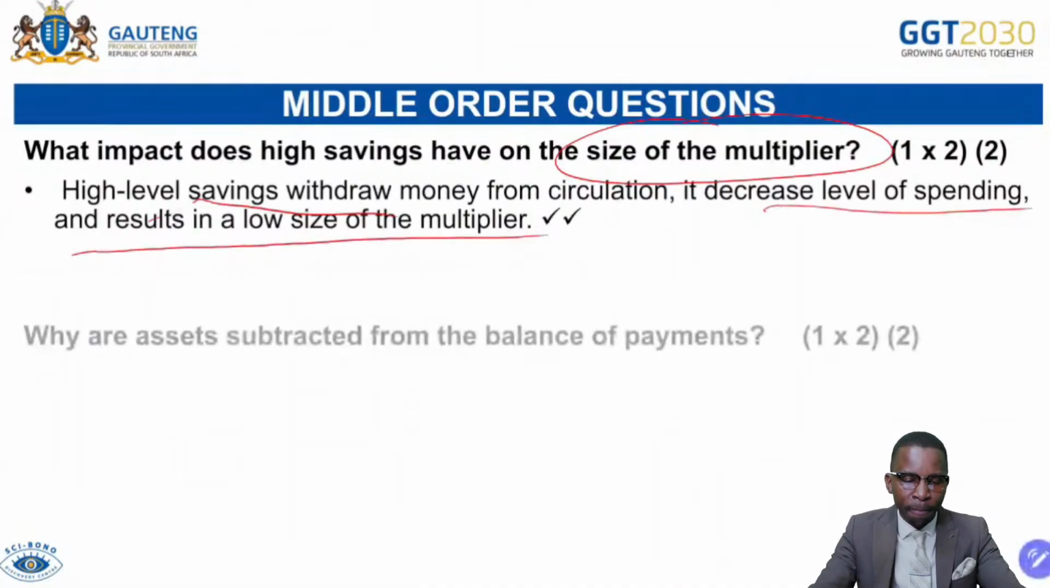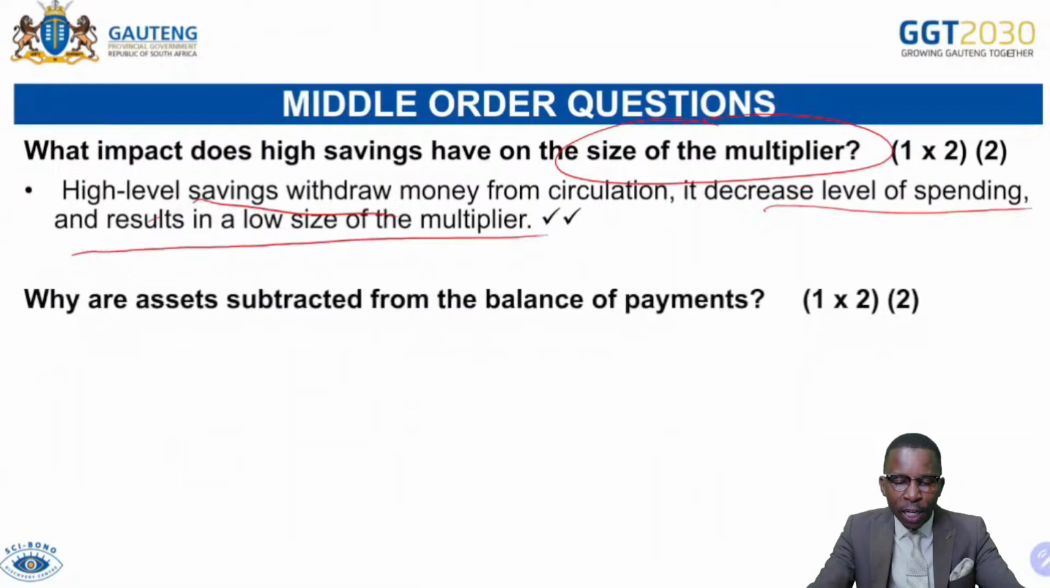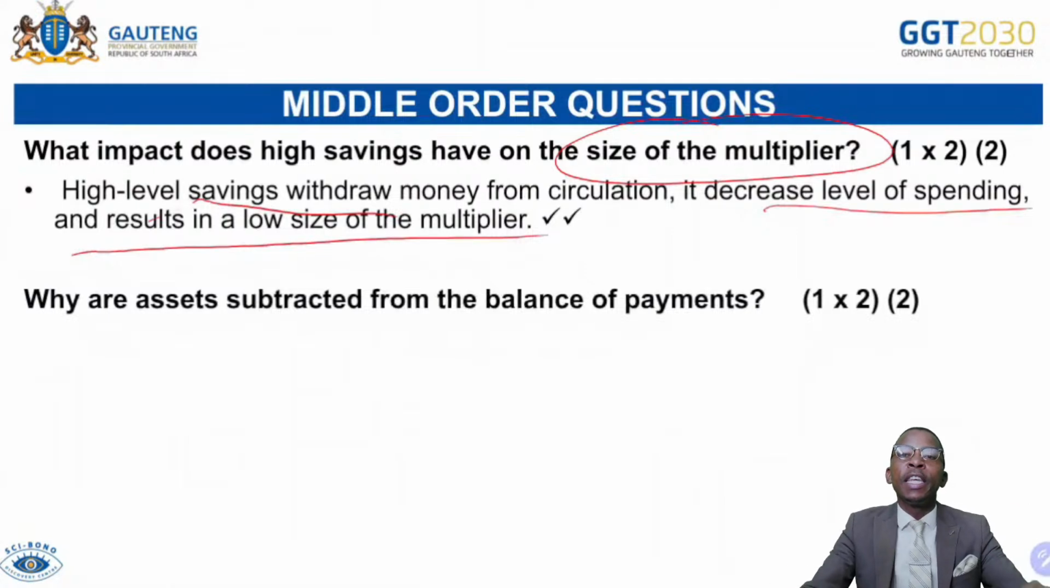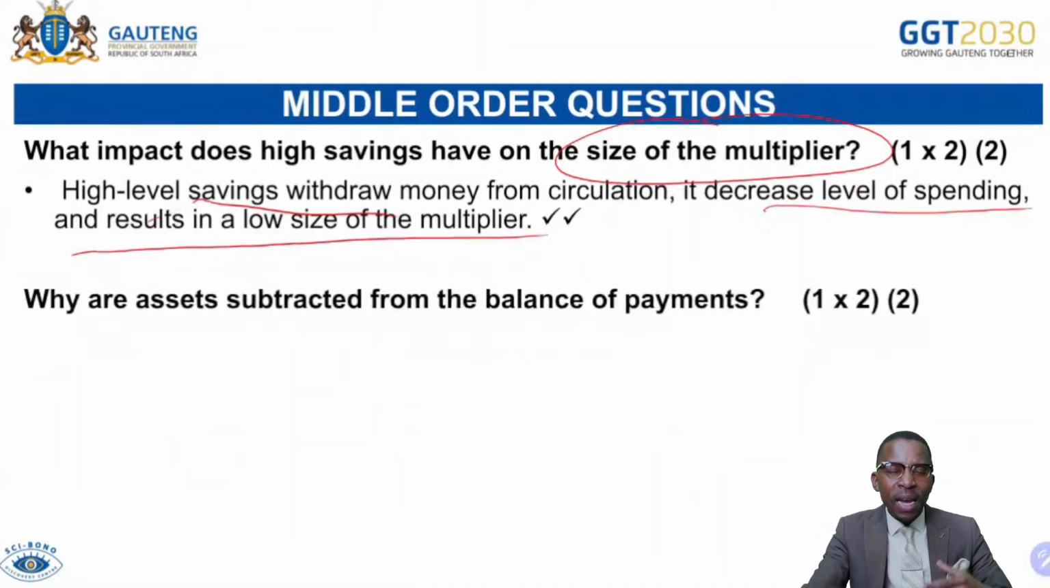Why are assets subtracted from the balance of payments? Remember, now when we go to the BOP, we have liabilities and assets. Liabilities are added because in that situation we talk about the inflow of foreign currency. So we have added that amount of liabilities. We call that amount a liability because any future gain of that particular investment will be enjoyed back in the country of origin. And then why are assets subtracted? Assets are negative in there because they represent the outflow of domestic currency.